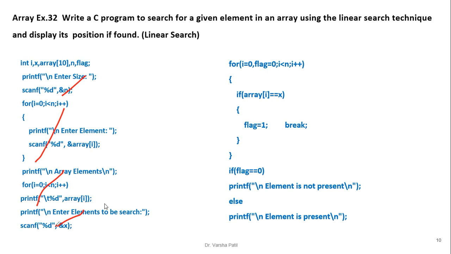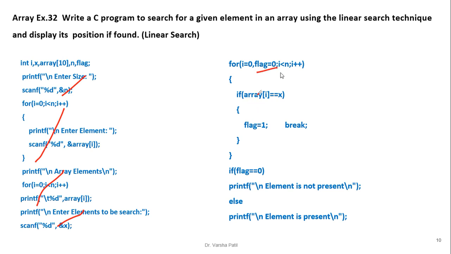First you write down this particular portion and check whether it is working or not. When it is working, then it is very easy to debug the program, even if the error is in the next part. Now initially what we are doing, we are going for i equal to 0, i less than n, i plus plus, and I am making flag equal to 0.